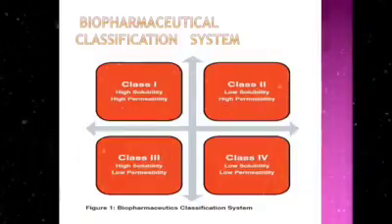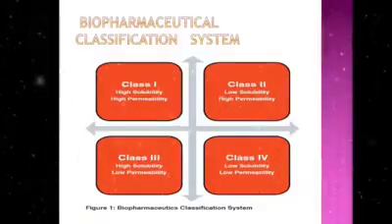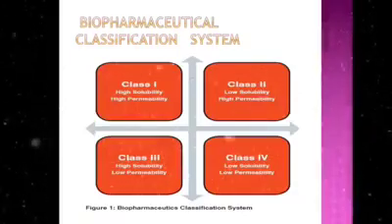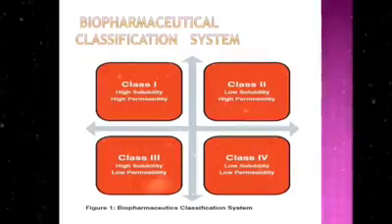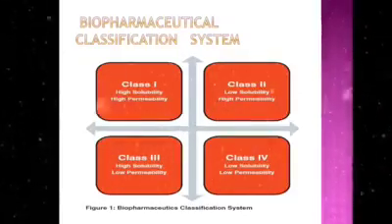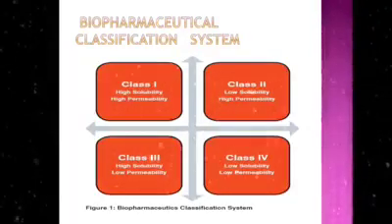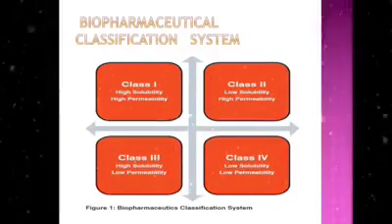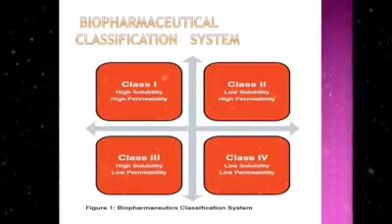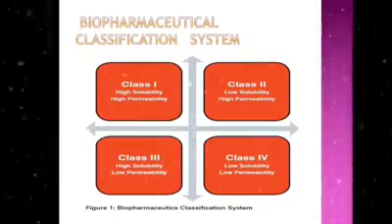Based on solubility and permeability, drugs are majorly classified into these four classes. Class 1, high solubility and high permeability. Class 2, low solubility and high permeability. Class 3, high solubility and low permeability. Class 4, low solubility and low permeability.